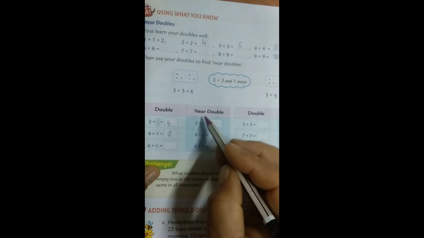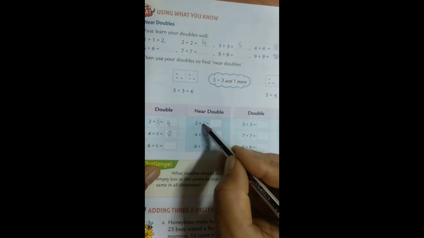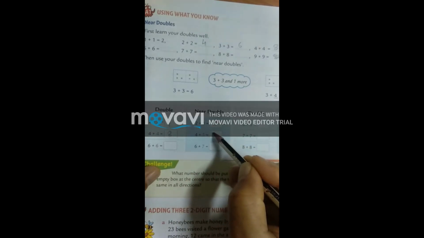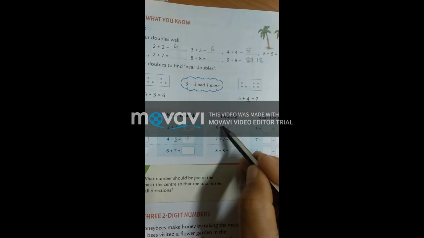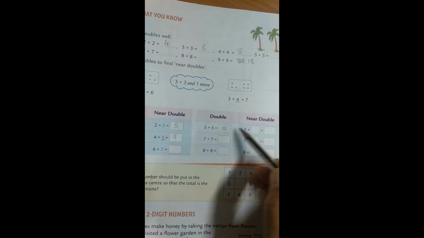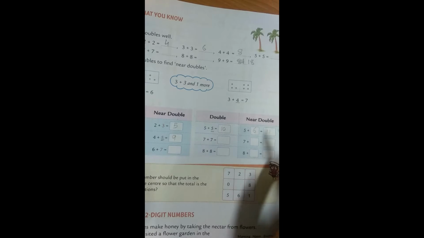Near to this one, 4, we have to find a number. So after 2 the number is 3. So 2 plus 3 is 5. And same way 4 plus 5 is 9. Instead of 4, the next number 5. Here also 5 plus 5 is 10. And here 5 plus, which number is next to this 5? It is 6. And 5 plus 6 is 11.